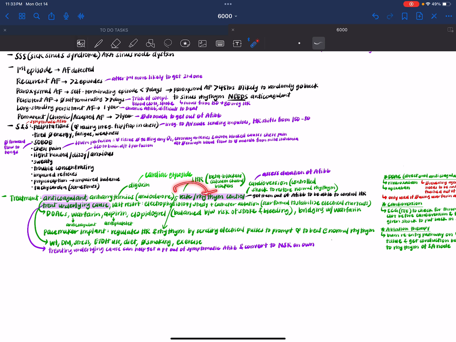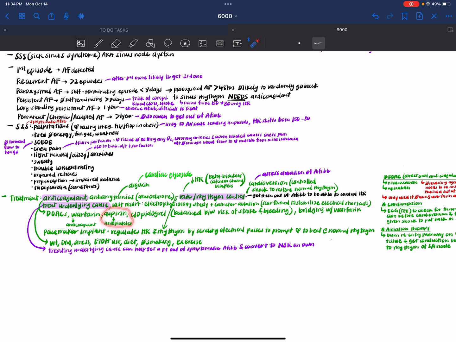Antiarrhythmics, basically amiodarone, digoxin, a cardiac glycoside. Anticoagulants: you'll use DOACs, direct oral anticoagulants, and warfarin. Aspirin is an antiplatelet, as is clopidogrel. Balance between risk of stroke and bleeding is very important, but cardiac output has to be prioritized. Bridging with warfarin: you bridge with heparin until you can use warfarin as long-term therapy.